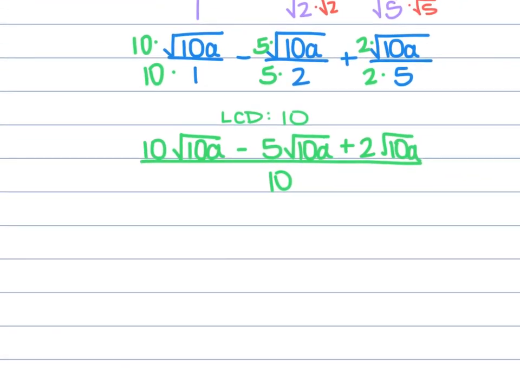From here, combine like terms. 10a, 10a, 10a. All of our radicals are the same for these. So from here, we are going to combine those like terms. The 10 minus 5 plus 2. 10 minus 5 is 5. 5 plus 2 is 7. So this is going to leave us with 7 square root 10a all over 10.